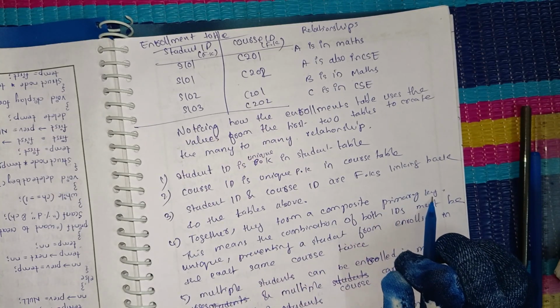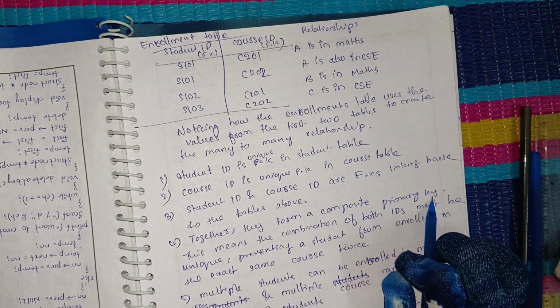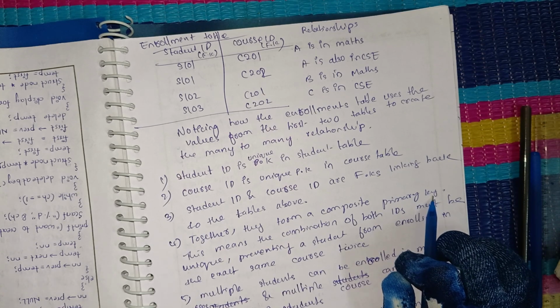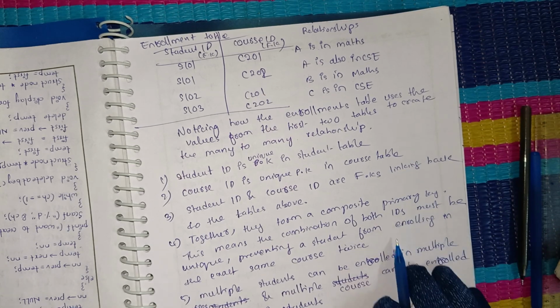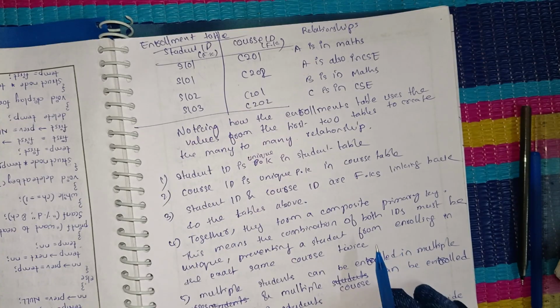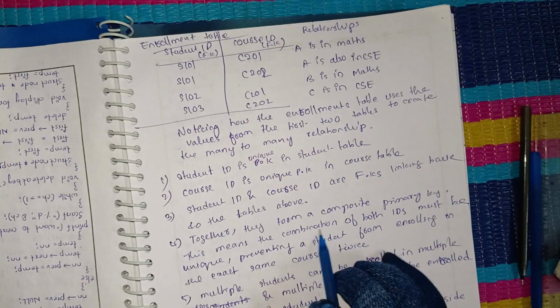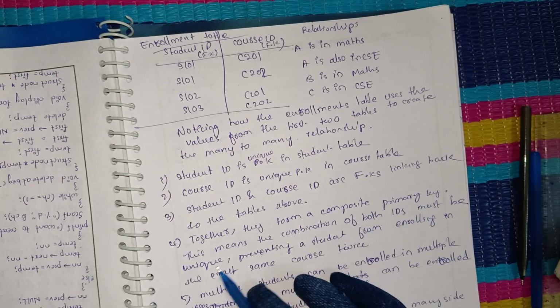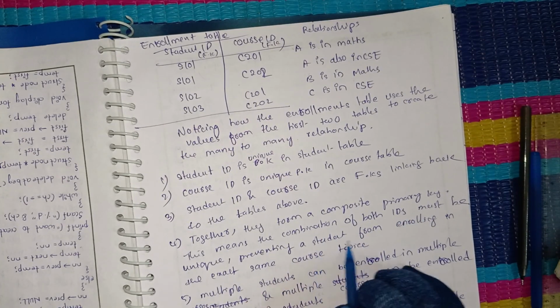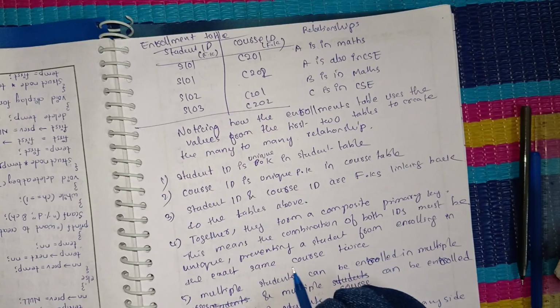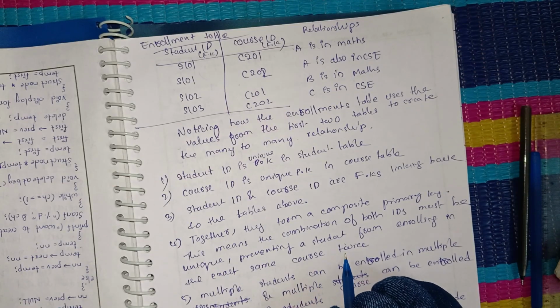So as I have said, a composite primary key is a key which is the combination of more than one primary key. This means the combination of both IDs must be unique, preventing a student from enrolling in the exact same course twice.